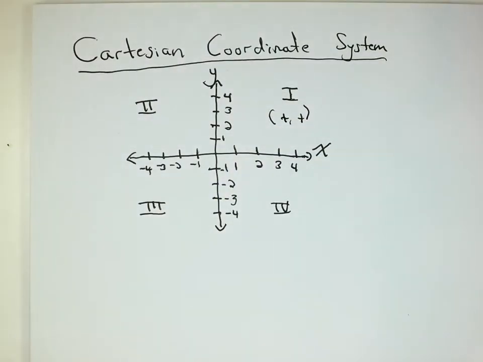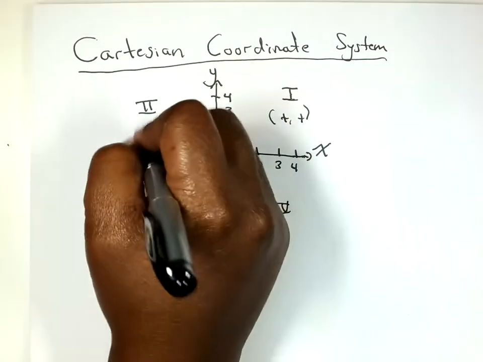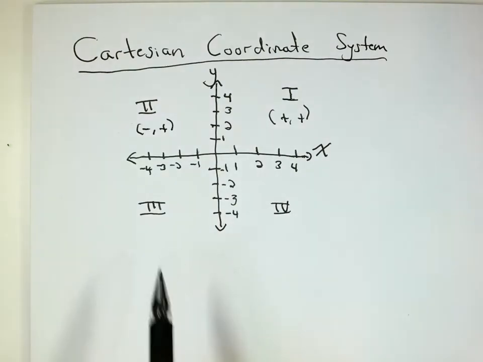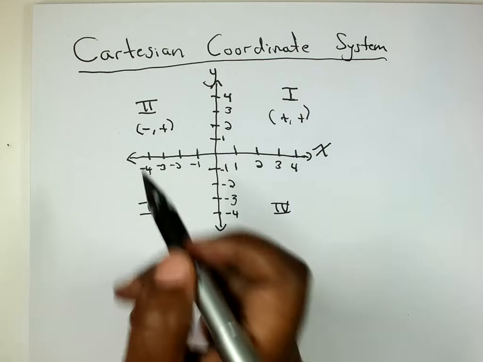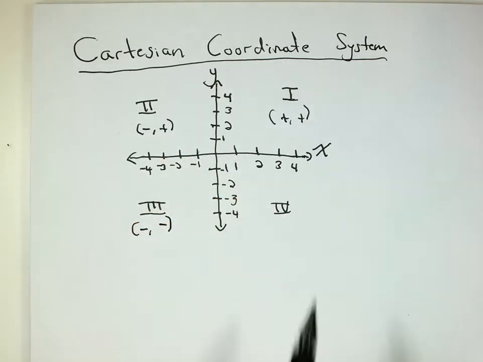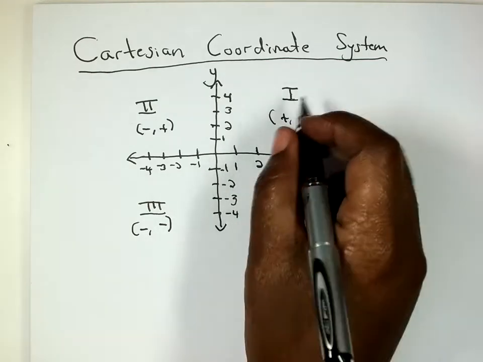As I move to quadrant 2, we see that values of x are negative, y are positive. Quadrant 3, excuse me, they're both negative because I'm moving to the left and down. And in quadrant 4, we see that the x coordinates are positive and the y are negative.